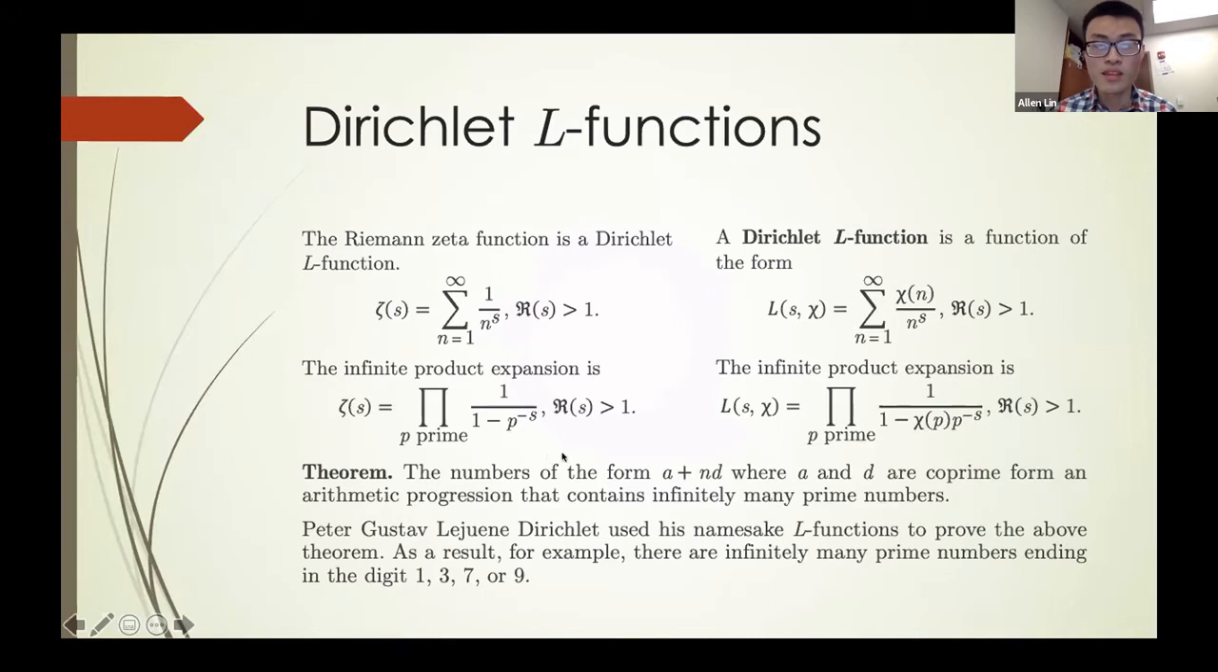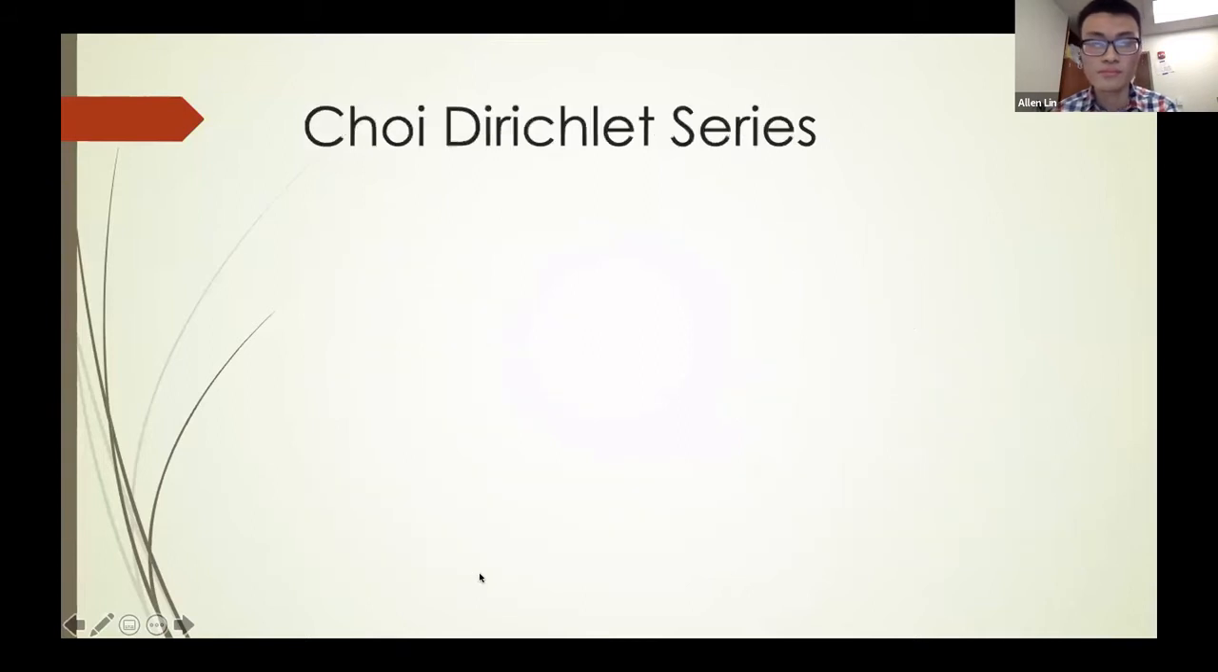You could prove that there are infinitely many prime numbers, but with this new function, we proved something even better. We proved that, well, not we, Dirichlet proved that there are infinitely many primes ending in 1, 3, 7, and 9. We want to find the values of our own Dirichlet series.